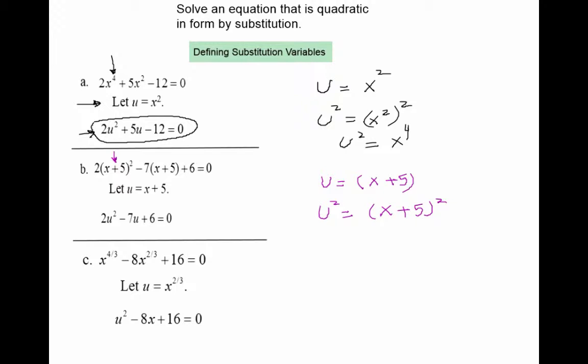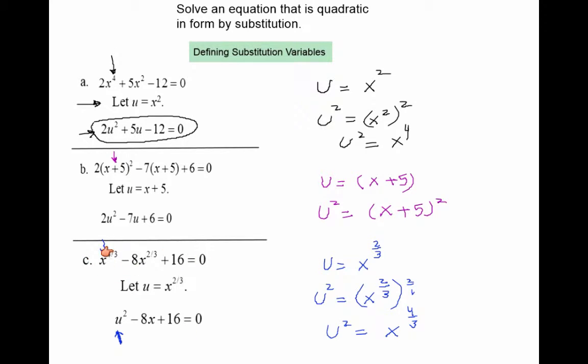If I want to make the substitution, I let u be equal to x to the power of 2 over 3, which is this middle term. If I square both sides, u squared must be equal to x to the power of 2 over 3 raised to the power of 2, which is equal to what we have in the first term, x to the power of 4 thirds. Remember, this is 2 over 1 times 2 over 3. That's what we have right there. So this would be u squared minus 8u plus 16.